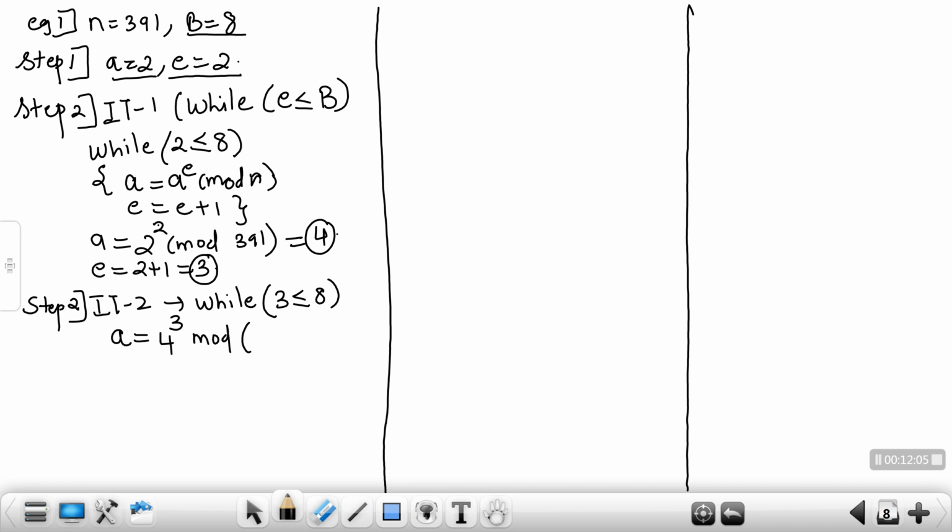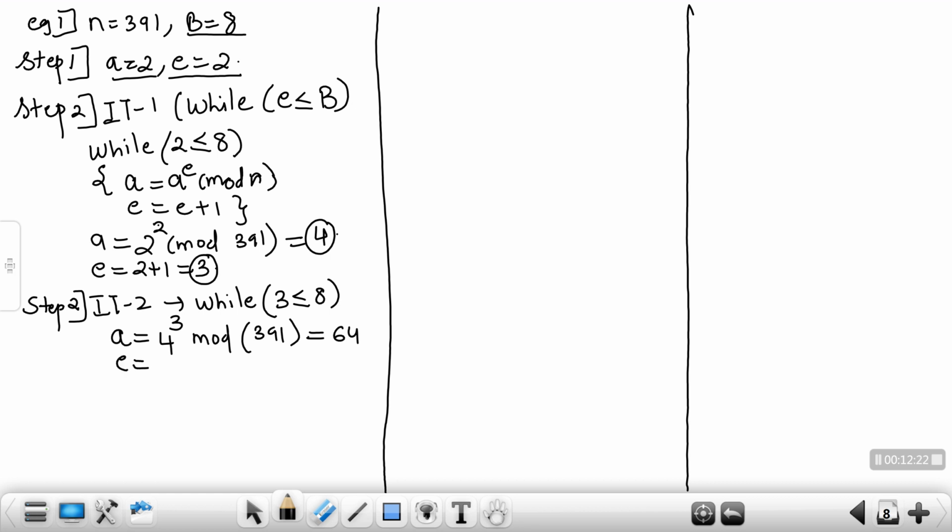So this will remain common, mod of 391. What is 4 raised to 3? 4 raised to 3 is nothing but 64. 64 mod of 391 will always remain as 64. Any smaller number mod of a greater number will be equal to the smaller number. So I have calculated the new value of A.